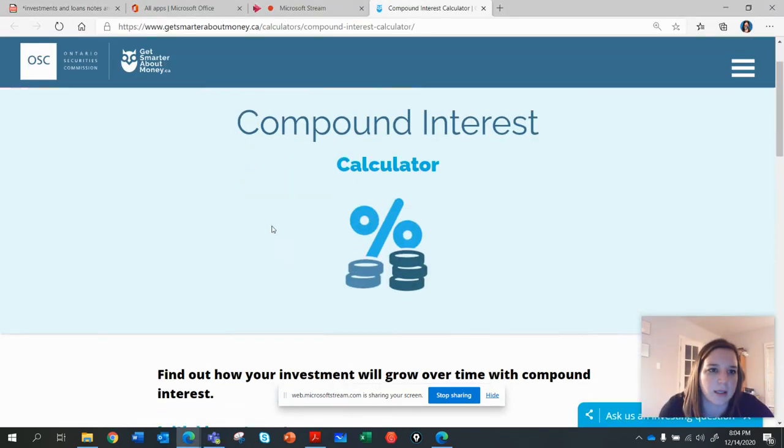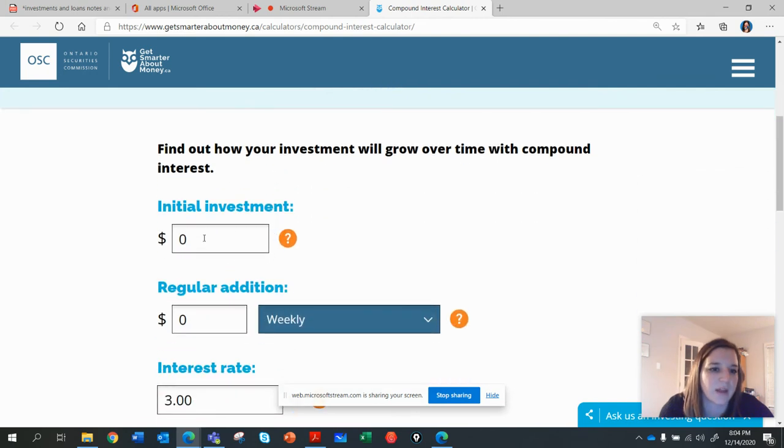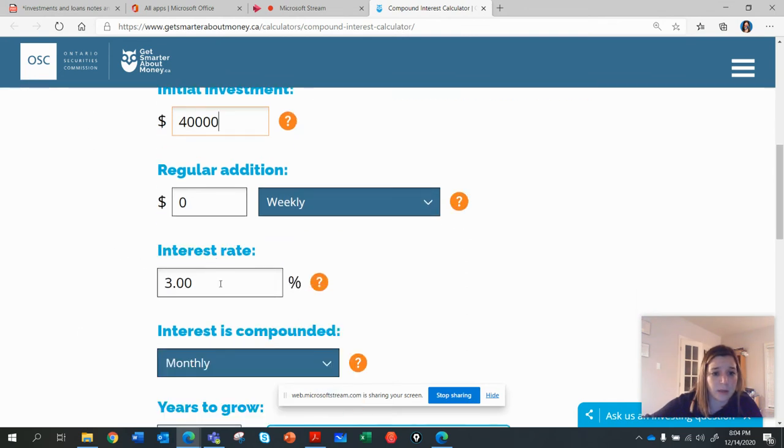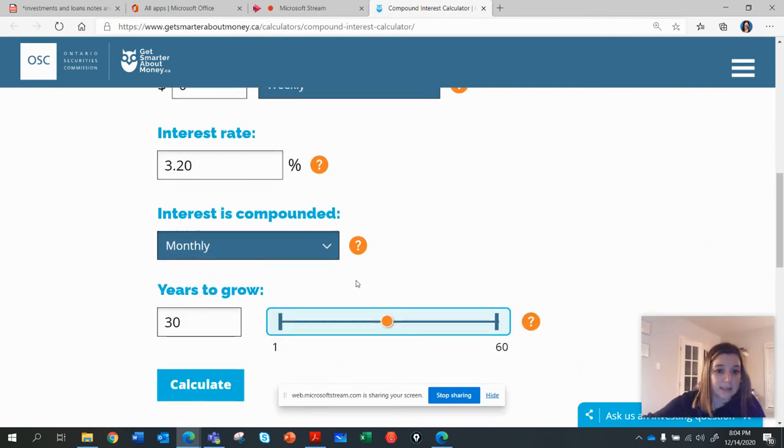So this is an online compound interest calculator, and you literally just have to type in all of the amounts. So it says initial investment, that is our principal amount. So that's 40,000. Regular addition, this would be if you're going to add money to it, but they don't say anything about adding money, so we're going to leave that at 0. The interest rate for this question was 3.2. And you don't even have to convert it to its decimal form. You just type it right in as is.